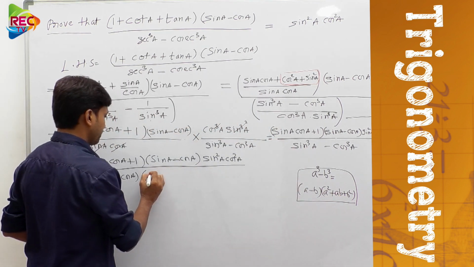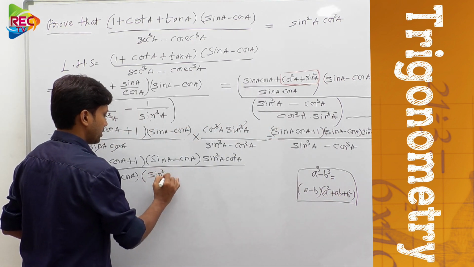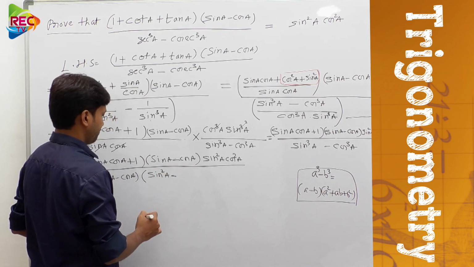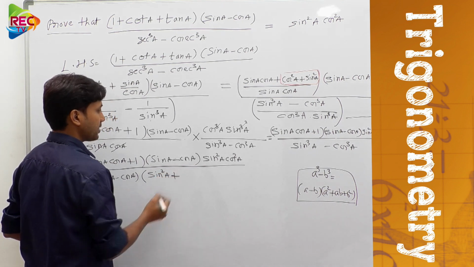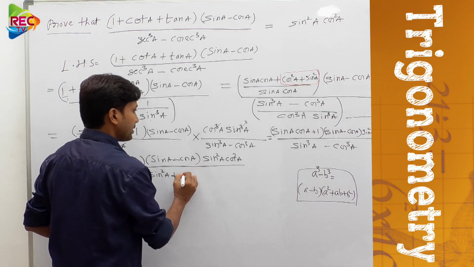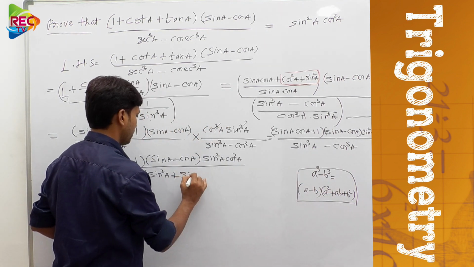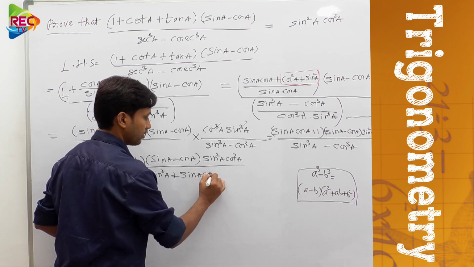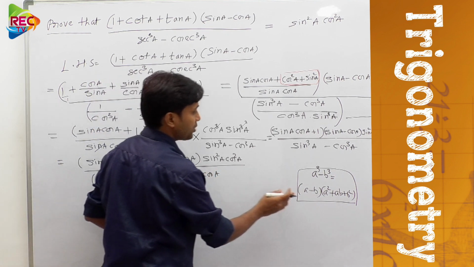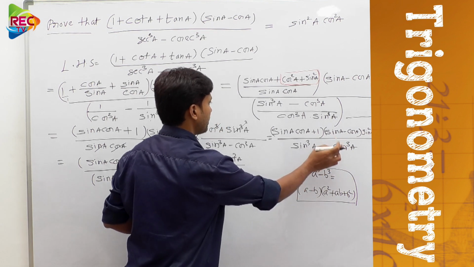What is a square? Sin square a, plus ab, and ab means what? Sin a cos a, plus b square. B square means what? Cos square a.